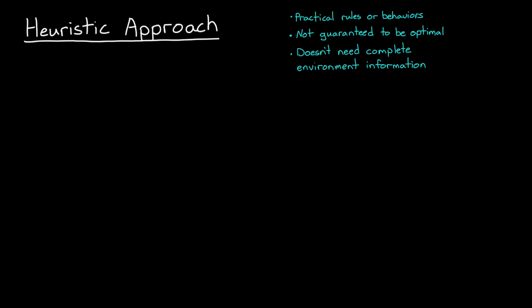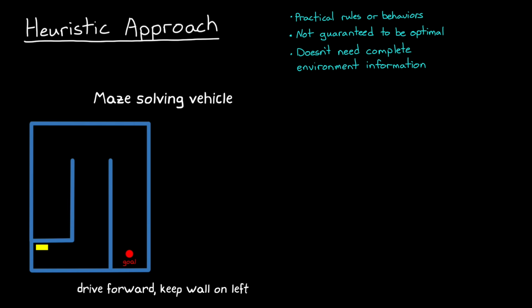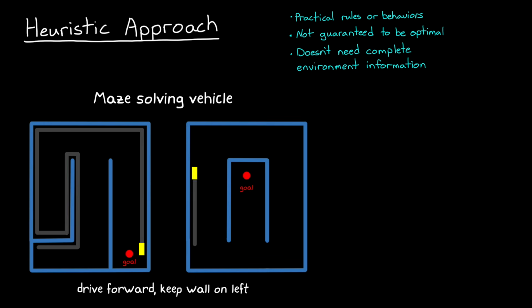An example of a heuristic approach is a maze-solving vehicle, where the simple rules might be to drive forward and keep the wall on the left. So it turns left when the wall turns left, makes a U-turn at the end of a wall, and it turns right at a corner. This type of autonomous vehicle will proceed to wander up and down the hallways until it happens to reach the goal. So in this way, the vehicle doesn't have to maintain a map of the maze, or even know that it's in a maze in order to find the end. It doesn't follow an optimal path, but it works, at least as long as it doesn't get itself stuck in a loop.